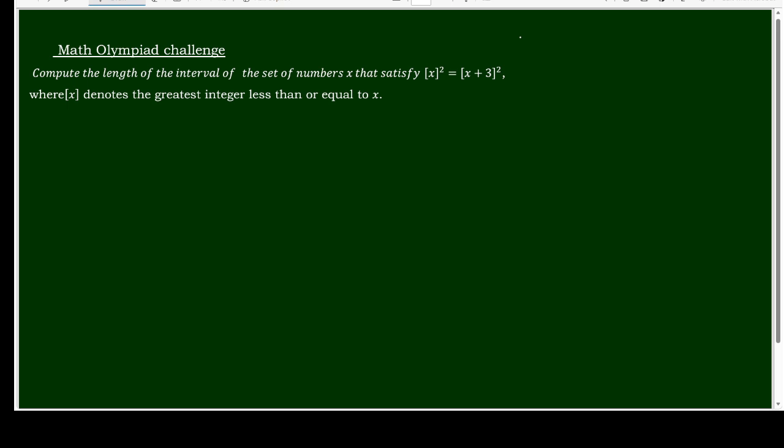This is a Math Olympiad challenge based on floor function. Compute the length of the interval of the set of numbers x that satisfy floor(x²) = floor((x+3)²), where floor x denotes the greatest integer less than or equal to x. So expanding this, floor(x²) = floor(x² + 6x + 9).